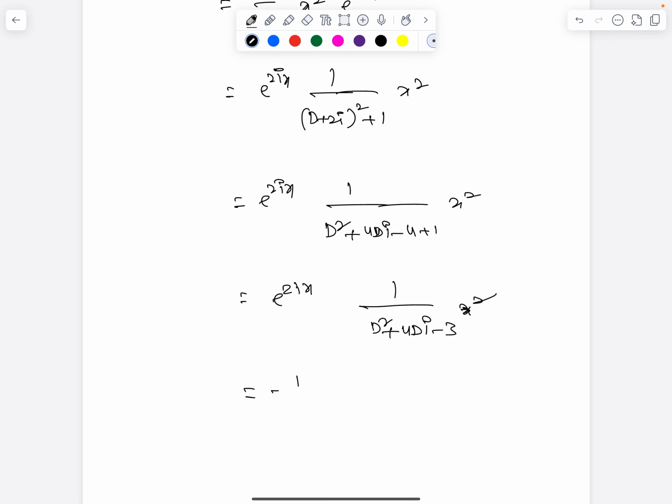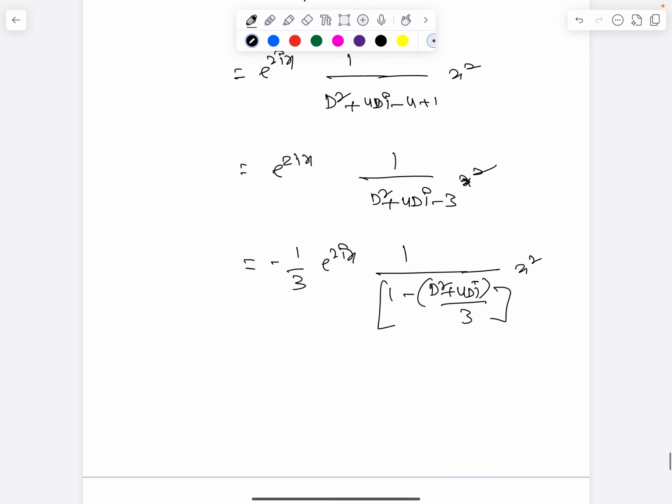So this is e power 2ix 1 by D square plus 4Di minus 3 on x square, and if you take minus 3 outside, minus 1 by 3 e power 2ix 1 by 1 minus (D square plus 4Di) by 3 into x square. Now you have to again expand it using 1 by 1 minus x whole square: minus 1 by 3 e power 2ix, the first term is 1 and the second term is (D square plus 4Di) divided by 3, and the other terms are (D square plus 4Di by 3) whole square and so on, into x square.